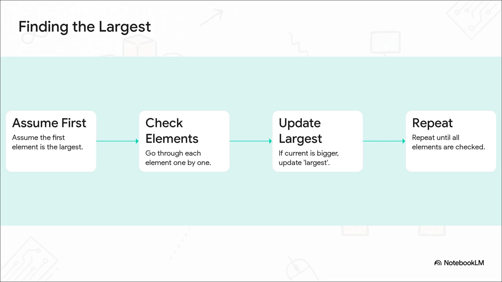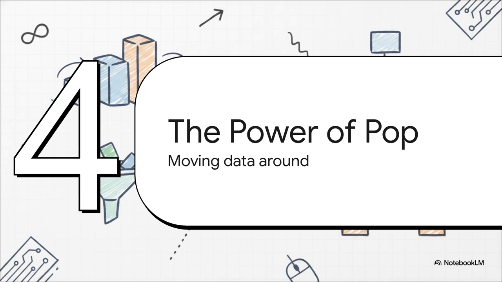Step 2. We use our loop to go through each remaining element one by one. Step 3. If the current element is bigger than our winner, we swap out the winner and update our largest record. We just repeat this until the list is completely checked, and boom, we found the biggest number in the array. All right, part 4, the power of pop, moving data around.